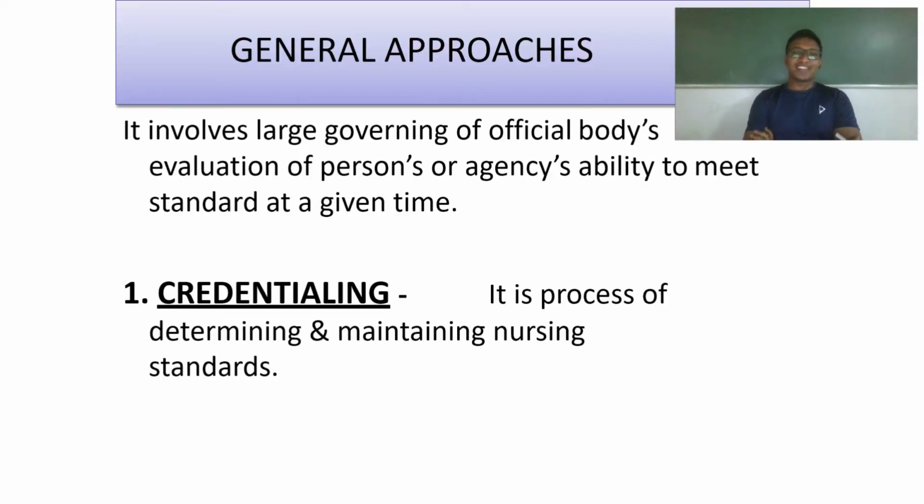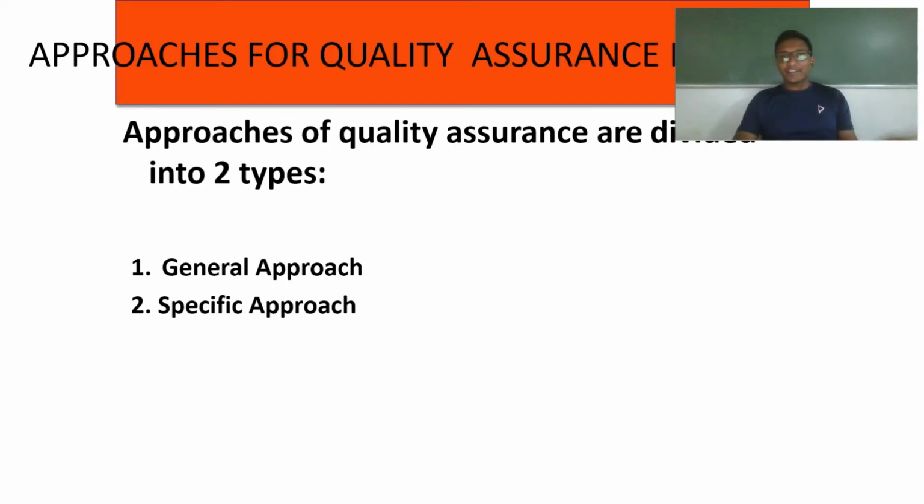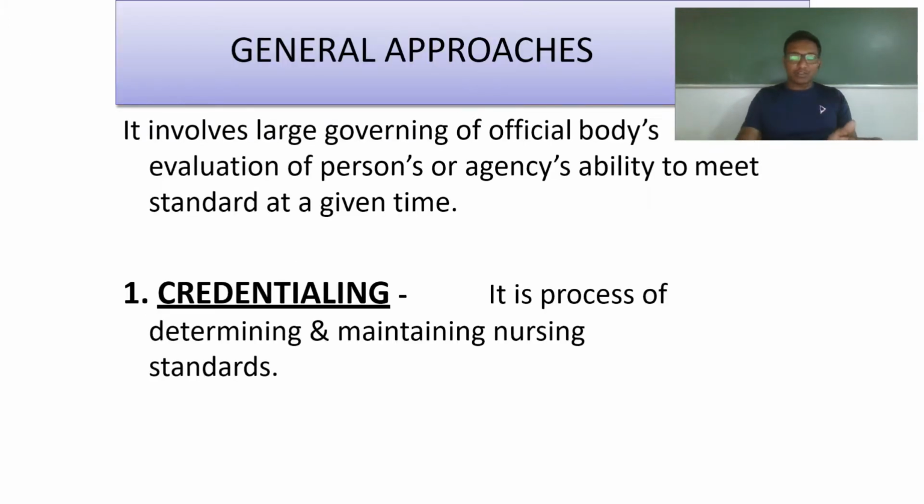So we were discussing quality assurance. In previous classes we have seen the introduction to quality assurance and different types of approaches. I have said that we will have two types of approaches in quality assurance: the first one is the general approach and the second one is the specific approach. Firstly, we'll discuss what the general approach is.